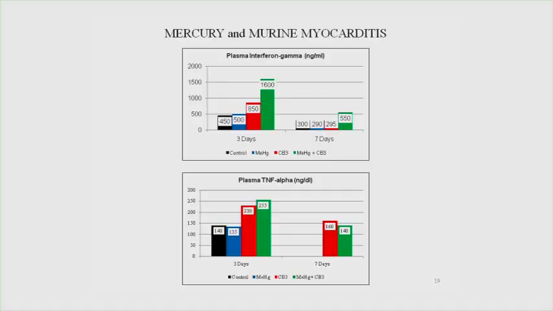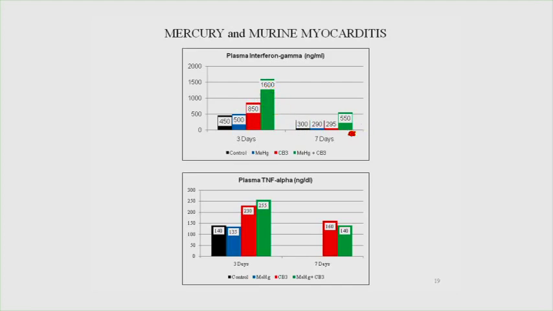Then you're going to infect them with the Coxsackie B3 virus, and you're going to look at levels of Th1 cytokines, interferon gamma and tumor necrosis factor alpha. Now, at 3 days, control animals, before you infect them, have low levels of interferon gamma. If you just give them methylmercury, not much happens. But if you infect them with the virus, you see greater elaboration of interferon gamma, as you would expect. But the animals pre-treated with mercury have a more exuberant Th1 response.